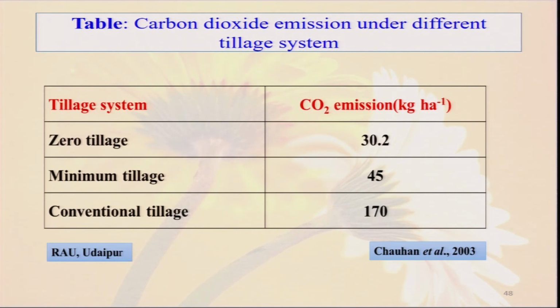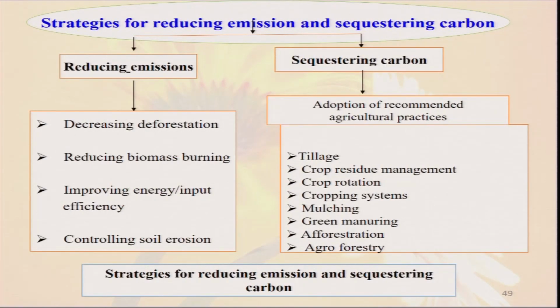And if you see, in the case of conventional tillage, emission is 170 kg per hectare, while in the case of zero tillage, the emission is only 30. So there is a huge reduction of greenhouse gas emission from the soil. There are also different types of tillage, crop residue management, crop rotation, cropping systems, mulching. We should also advocate green manuring, agroforestry, afforestation. So these all are part of our organic farming.